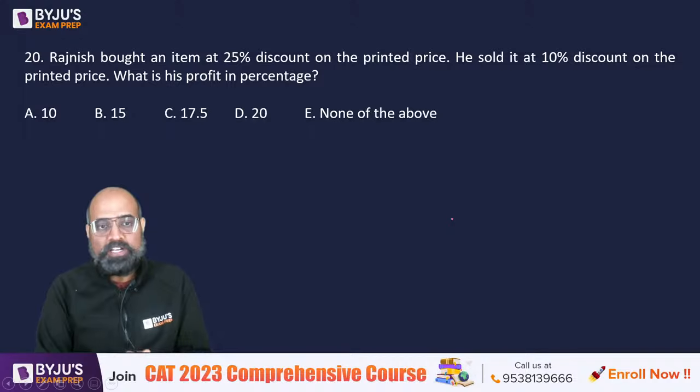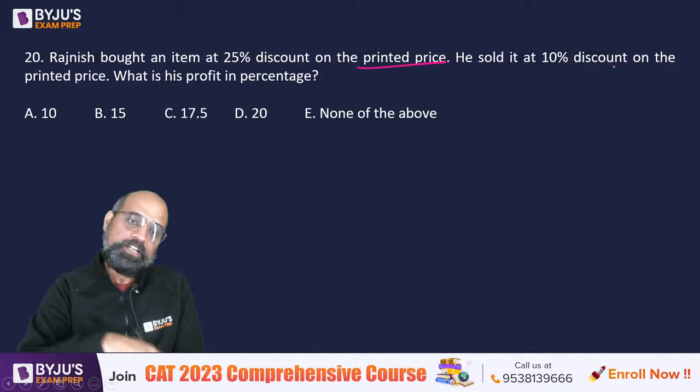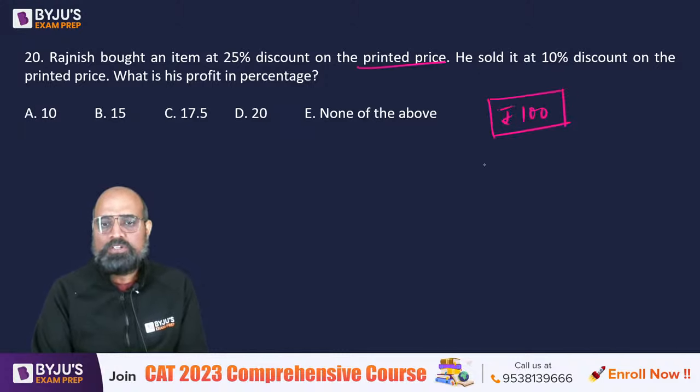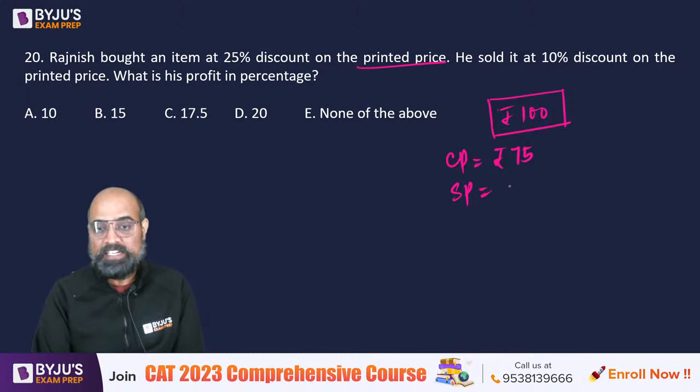28th, Rajneesh bought an item at 25% discount on the printed price. He sold it at 10% discount on the printed price. What is his profit in percentage? तो प्रिंटेड प्राइस को आप मान लो कि इसमें प्रिंट लिखा हुआ है 100 रुपीज का. So he bought at 25% discount, so he bought it at 75 rupees. He sold it at 10% discount, यानी कि 90 में सेल करा. So what is his profit percentage? So there is an increase of 15/75, which is 1/5, which is nothing but 20%.